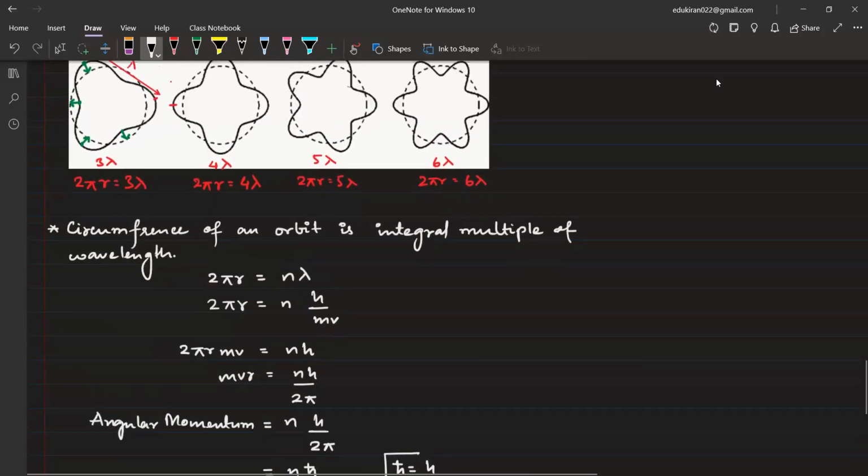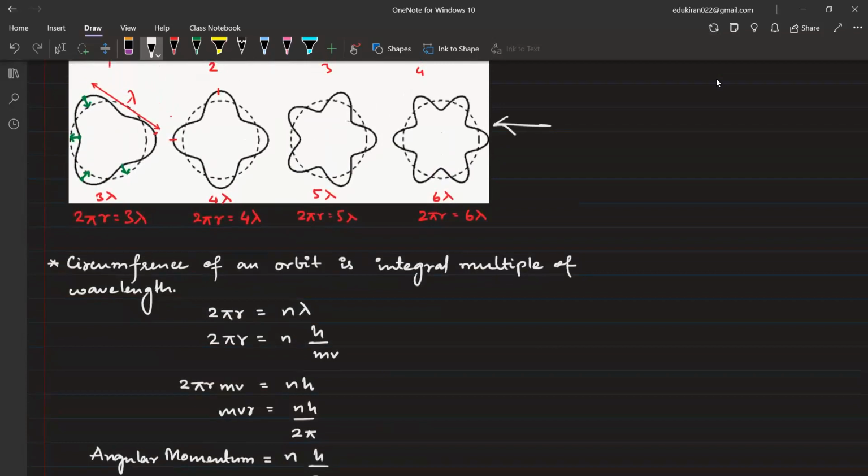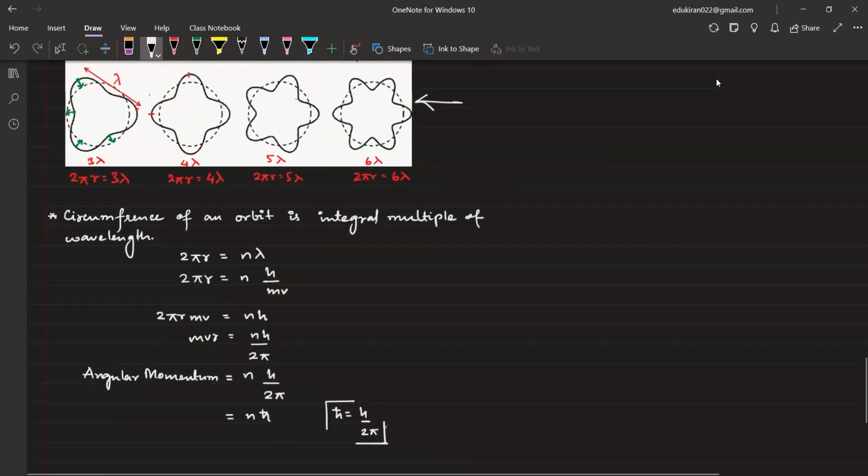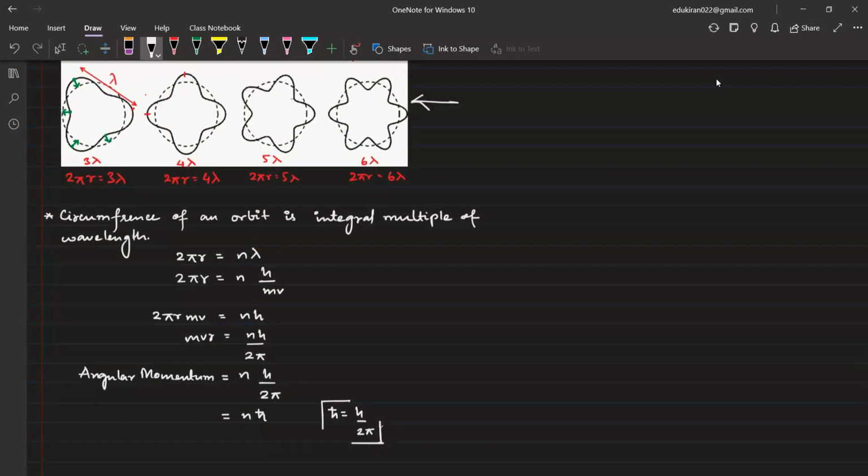Aap ye jo humne yahan pe itne saare drawings hain na, inmein se aap koi ek bhi bana le, kaafi hoga aapke liye. Whatever is easy for you guys, 3 lambda, 4 lambda, 5 lambda, 6 lambda, whatever is easy, please draw it and then write circumference of an orbit is integral multiple of wavelength. Agar aapne pehle likh liya toh diagram baad mein bana le, no issue in that, but write this down, let me know once you're done.